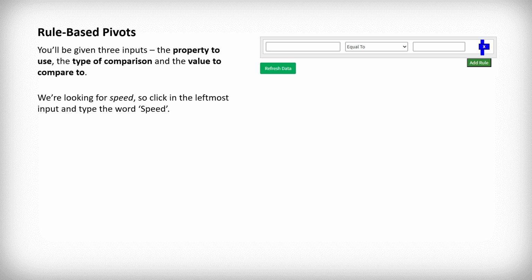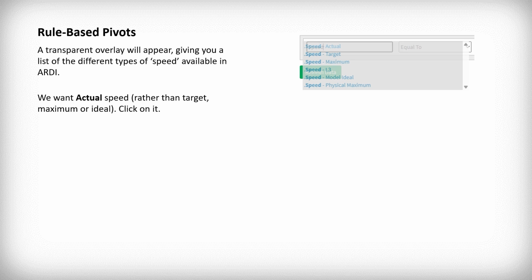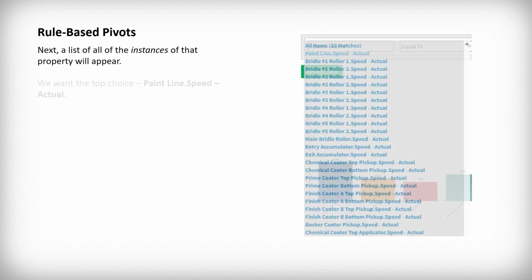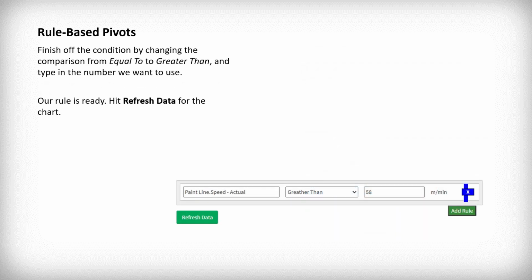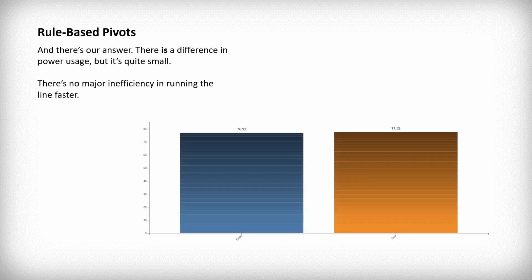This database has several kinds of speed. Choose actual speed, the first option. It will then ask which speed we're interested in. Choose the paint line actual speed, then choose greater than as the type of comparison and a value of 58. Then hit refresh data. And there's our answer. There is a difference in power usage, but it's extremely small.